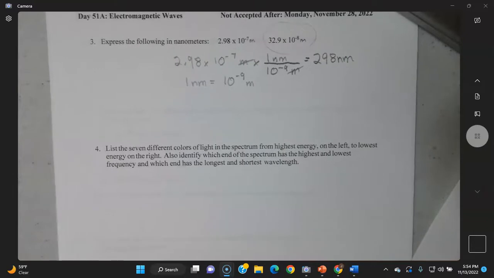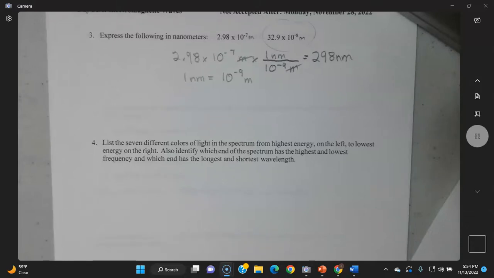All right. List the 7 different colors of light in the spectrum from highest energy to lowest. On the highest energy on the left to lowest energy on the right. Also identify which end of the spectrum has the highest and lowest frequency, and which end has the longest and shortest wavelength. So just go and view the part of the video on the electromagnetic spectrum where all the colors are and answer that question, okay? So this is the Roy G. Biv. So go to that, okay?